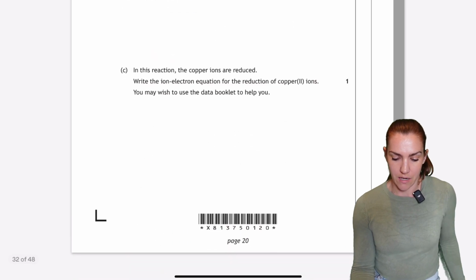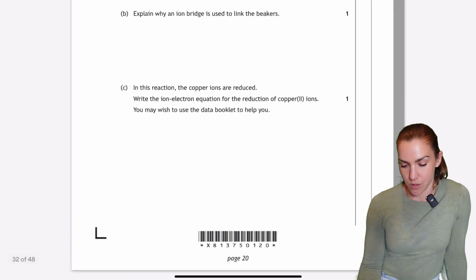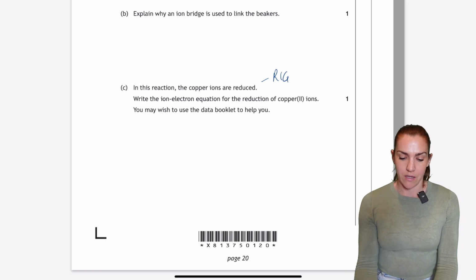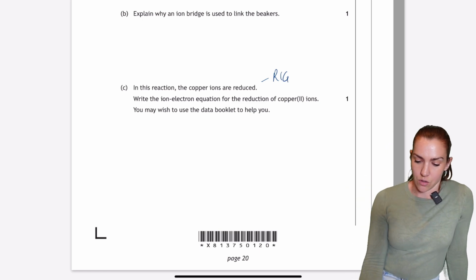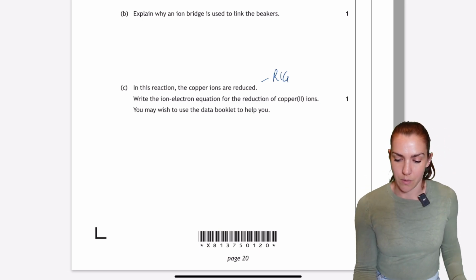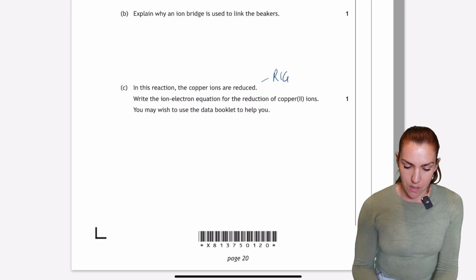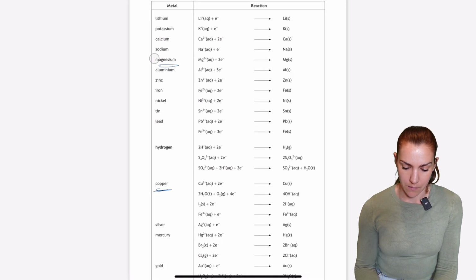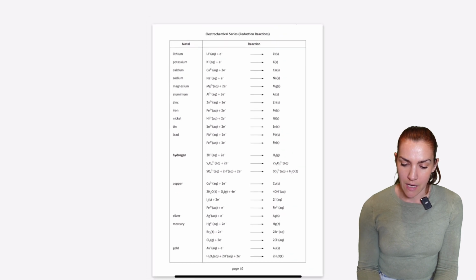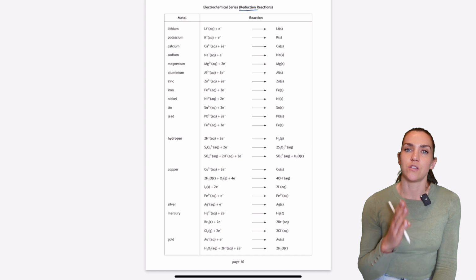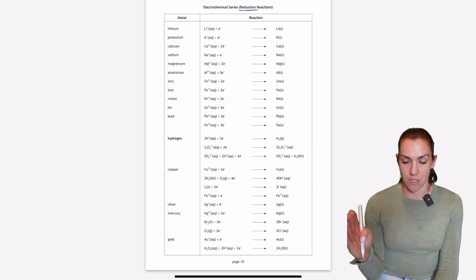In this reaction, the copper ions are reduced. Remember, reduction is gain of electrons, so OIL RIG. So something's gaining electrons. Write the ion-electron equation for the reduction of copper 2 ions. You may wish to use the data booklet to help you. So if we go to the electrochemical series, because that's where oxidation reduction things are, and it tells you at the top here that these are reduction reactions. So that reminds you that from left to right, it's a reduction.